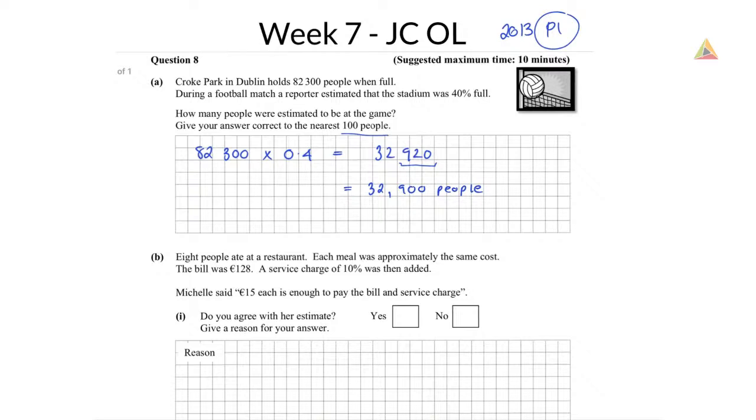8 people ate at a restaurant. Each meal was approximately the same cost. The bill was €128 and a service charge of 10% was then added. Michelle said that €15 each is enough to pay the bill and the service charge. Do you agree with her estimate and give a reason for your answer?